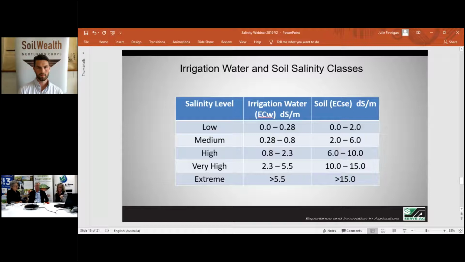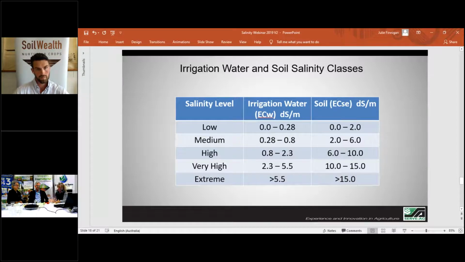This might vary from one state to another, but it's a fairly common range when we're looking at a salinity level for irrigation water or for soil. These are the broad classifications that we often use. Typically, if we've got low to medium, we can irrigate most crops on most soils, but if we start irrigating with anything around 1 decisiemen per metre on a heavy soil, that might make a big difference.